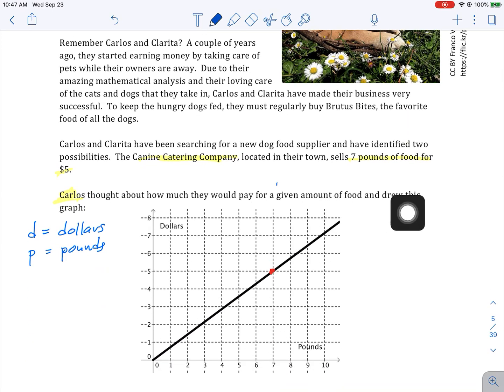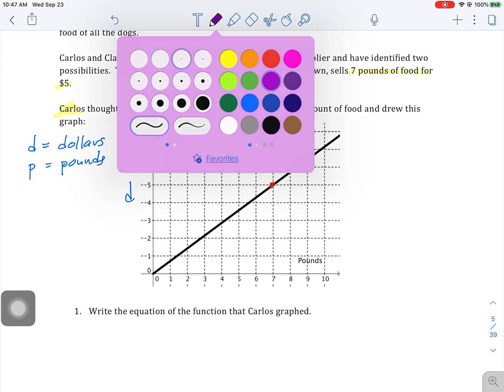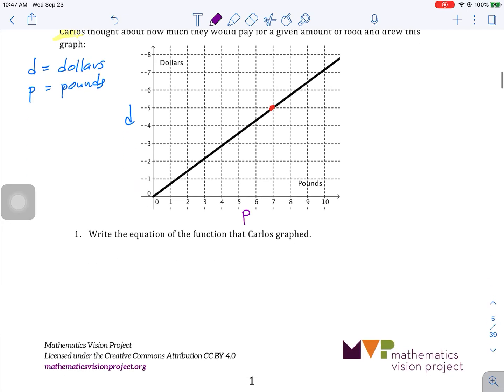And so Carlos went ahead and graphed this, right? And so the question is, what's an equation for the function? I'm going to use D for the dollars, and I'm going to use P for pounds. So dollars is based on pounds. So in my equation, it should be D of P is equal to something.